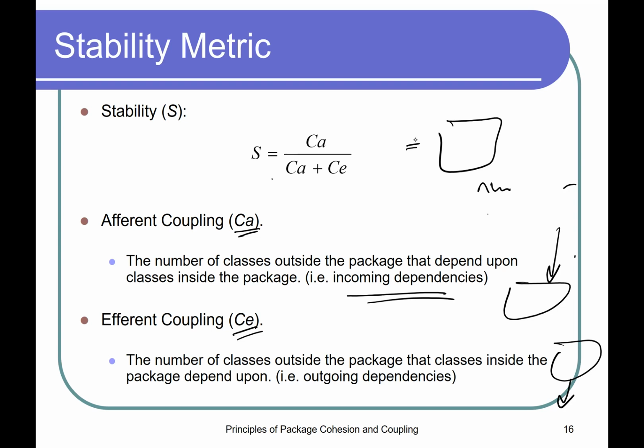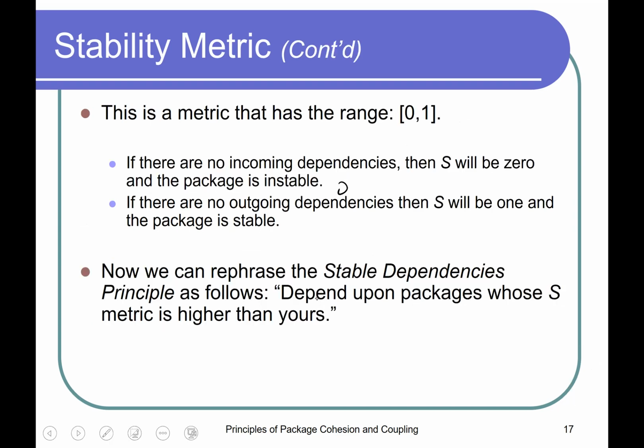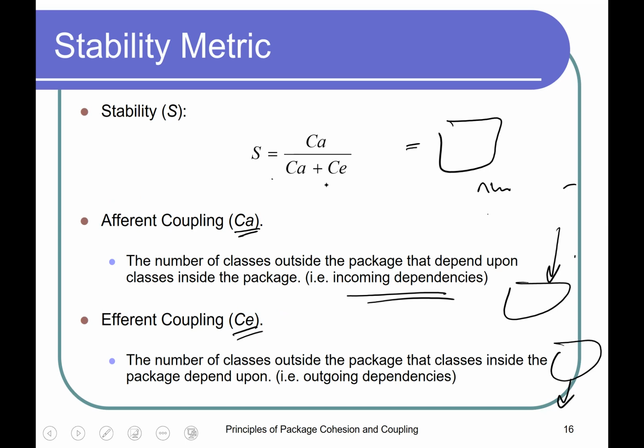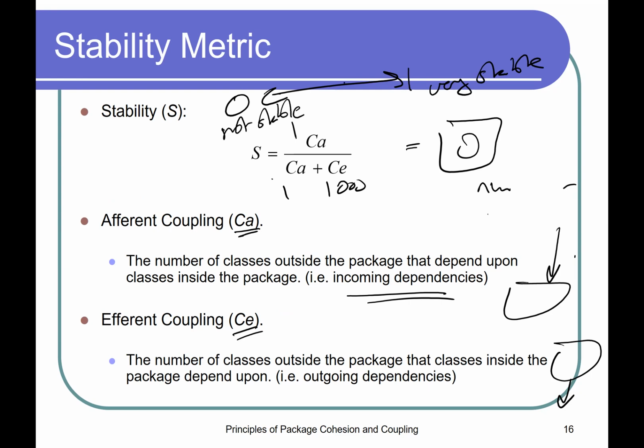Let's just say this is 1,000, this is 1, and this is 1. What's the result? It's 1 divided by basically 1,001. It's almost 0. So the range here is from 1 to 0. 1 is very stable, and 0 is very unstable, whereas 0.5 is neutral.